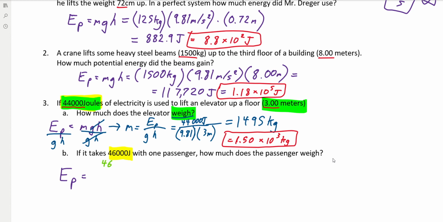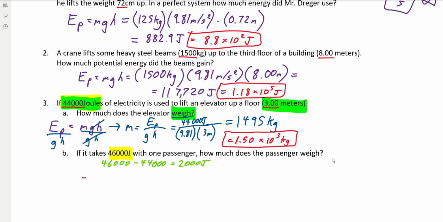So 46,000 minus 44,000, and so we get 2,000. Okay, so that is our answer for the weight, or the amount of joules it takes extra for the one passenger. So it's still lifting the elevator, but now it's just lifting that as well.